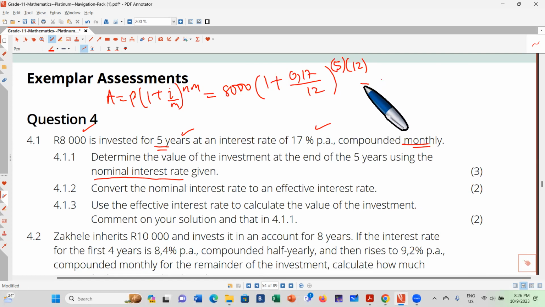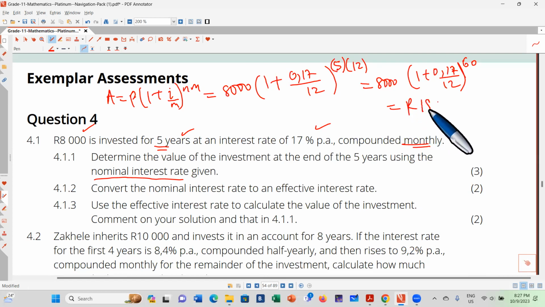If you use a calculator, this is actually 8,000 into 1 plus 0.17 divided by 12. You have this one, it's 60. So if you use a calculator, it is exactly 18,605 rand and 87. Okay, so this is the value of the investment at the end of 5 years using the nominal rate. What about if we convert the nominal interest rate to an effective interest rate?